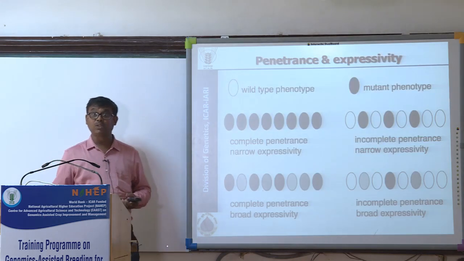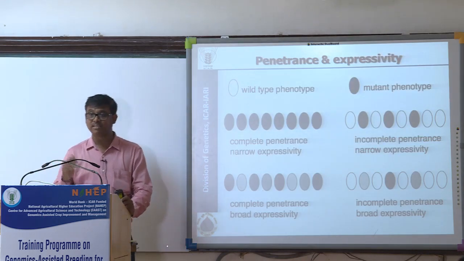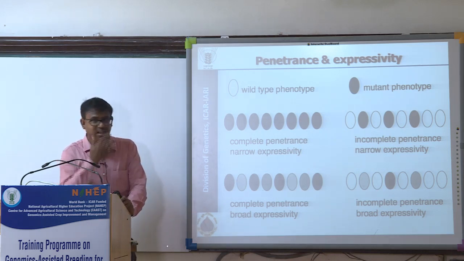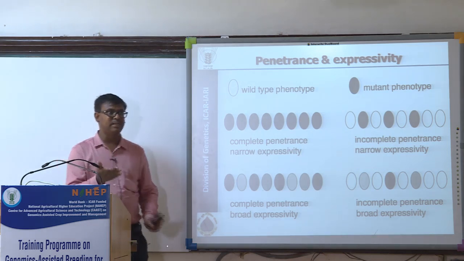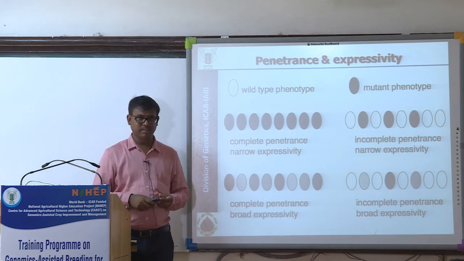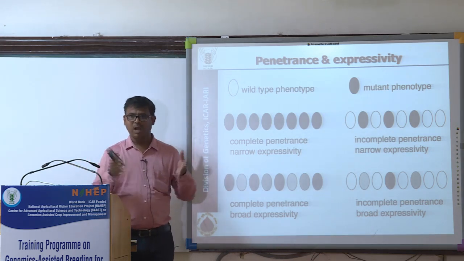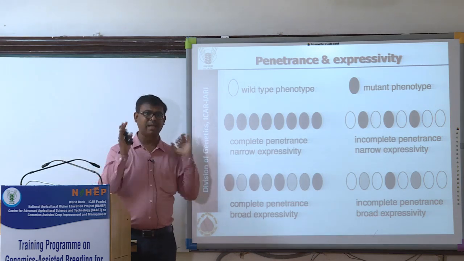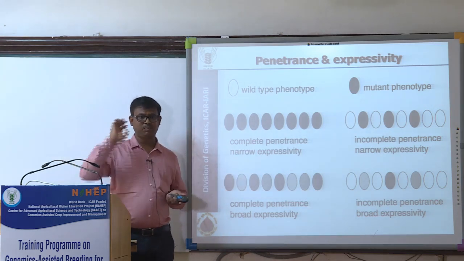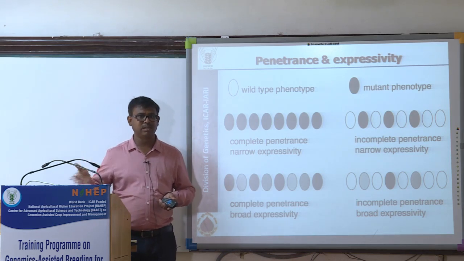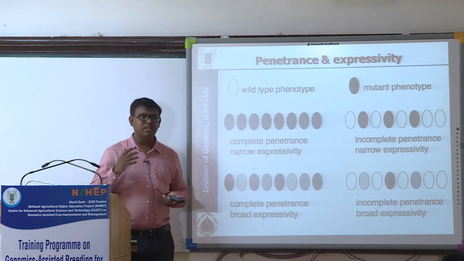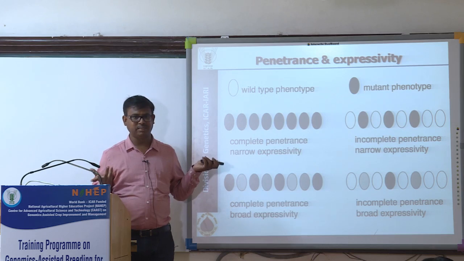Penetrance and expressivity are also very important. What is penetrance? Penetrance is the ability of a gene to express. In many cases, even though the gene is present, it may not express. Why? Because there could be a suppressor in the background. Say 100 individuals are all capital A, capital A. Only 90% produce red color, and 10% do not produce any color. We will say the penetrance of that gene is 90%.